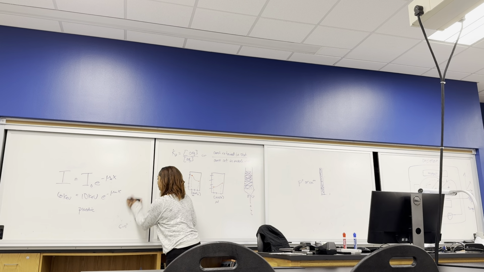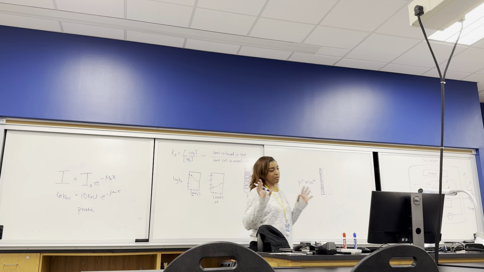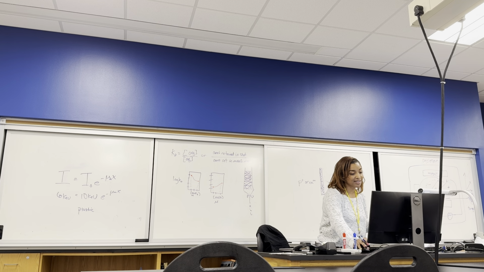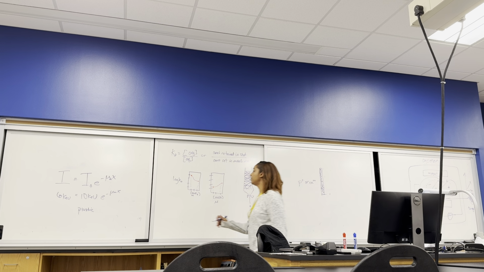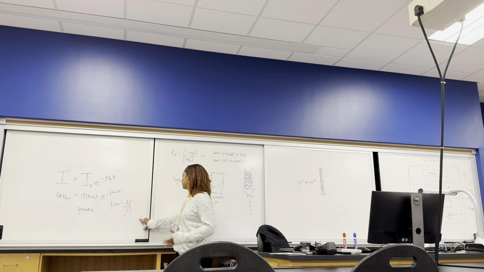wait a minute. Okay, let me get this right. Because this is not explaining it the way I want to. Divide the linear attenuation coefficient by the mass density. Yeah, that's what I need to do. That's what I was trying to do. Divide by the density, okay, yeah.